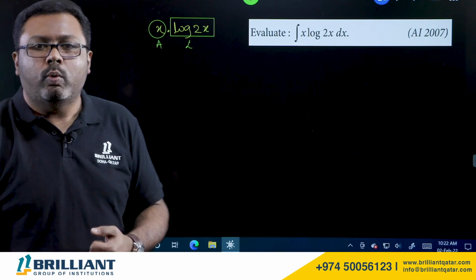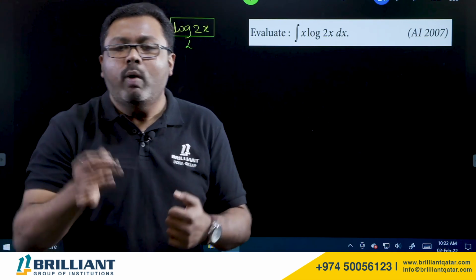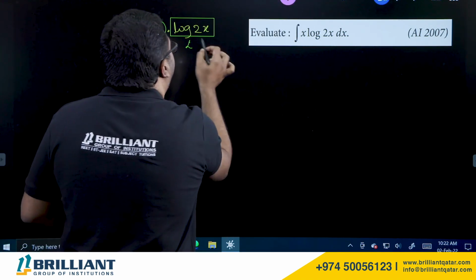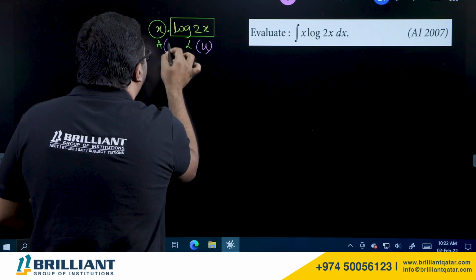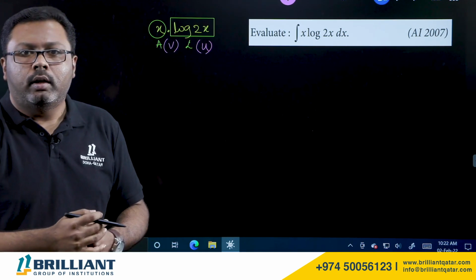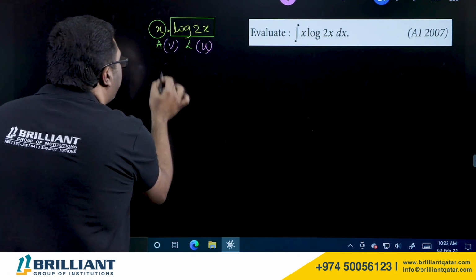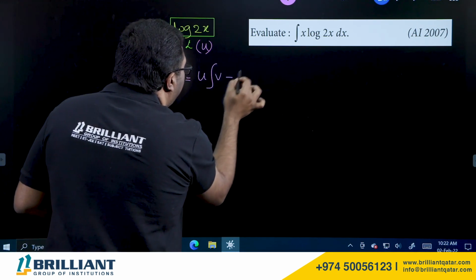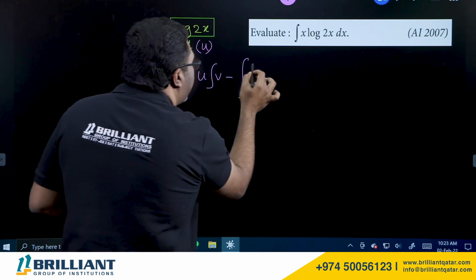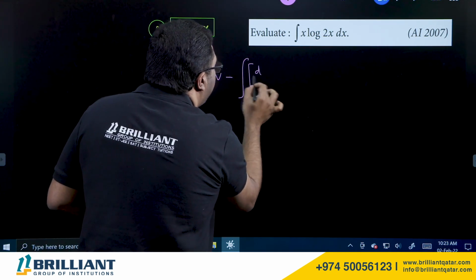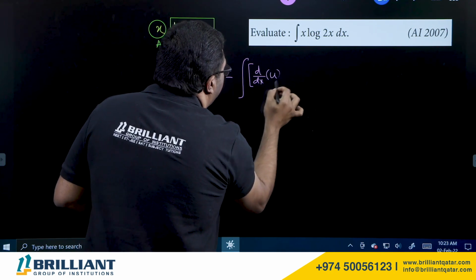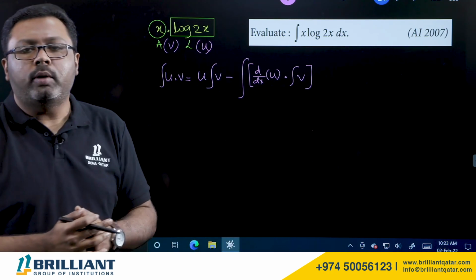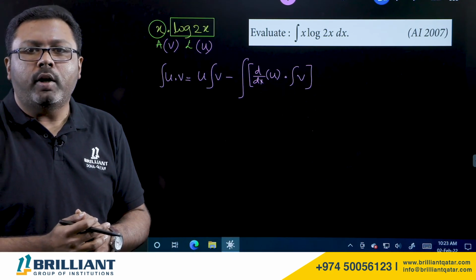So ILATE, what comes first? In L and A, what comes first? L comes first in ILATE, right? So we will be considering L as my u and A as my v. Okay, and what is the product of uv? What is the product of uv? u integral of v minus the big integral, the second integral of the derivative of u multiplied with the integral of v. This is the important property of uv.